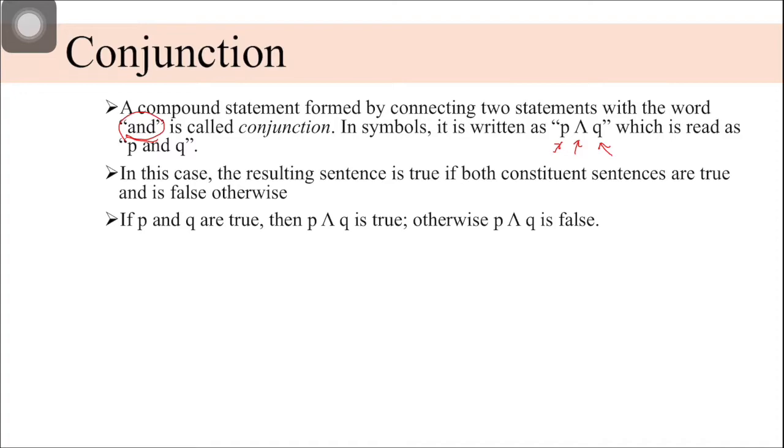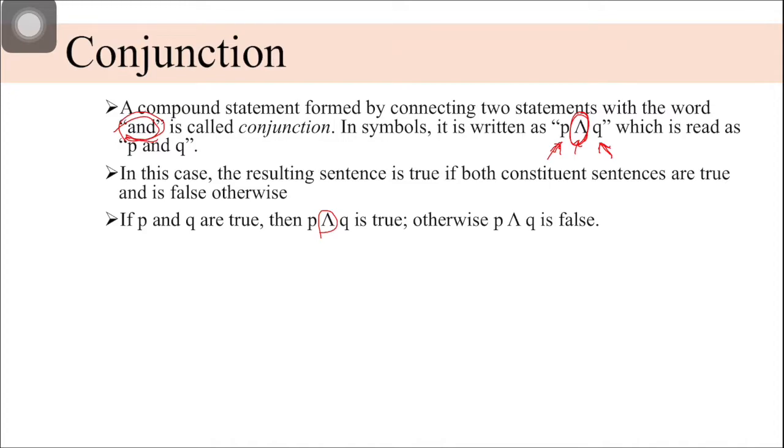So in this case, the resulting sentence is true if both constituent sentences are true and is false otherwise. So if P and Q are true, then P and Q, using the symbol for and, is true. Otherwise, P and Q is false. So in conjunction, you have two statements, P and Q, connected by the word and, or this symbol. So this is statement P and this is statement Q, connected by the word and or this symbol.